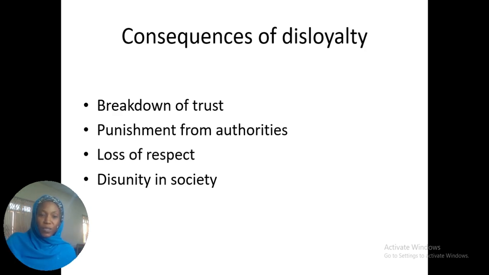Then we look at the consequences of disloyalty. The first consequence is breakdown of trust. When you're a disloyal person, you are always found wanting because you will not be a trustworthy person. And also you get punishment from the authority. You lose respect in the eyes of your parents, of your peers, and also people in your environment. And it causes disunity in the society.